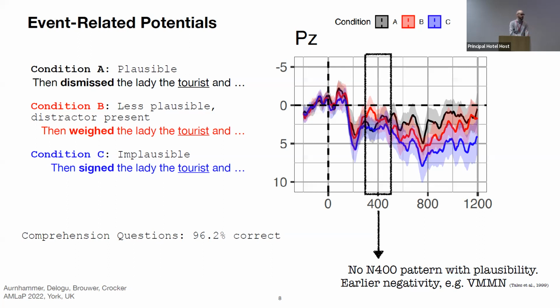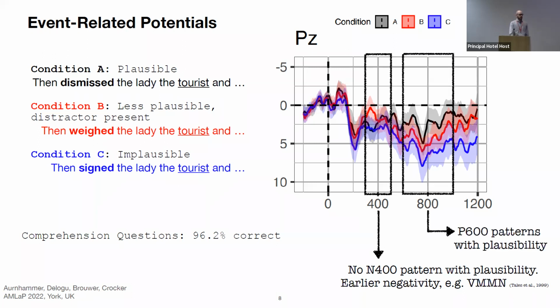And again, recall that in exactly that condition B, there was a high expectancy for the word suitcase, which was then not presented. So it could, for instance, relate to a mismatch between this very strong prediction and what you then actually observe. Now, second, in the P600 time window, right, those waveforms exactly match the three conditions that we created. So the most plausible condition is least positive, and then with increasing implausibility, the waveforms become more positive.